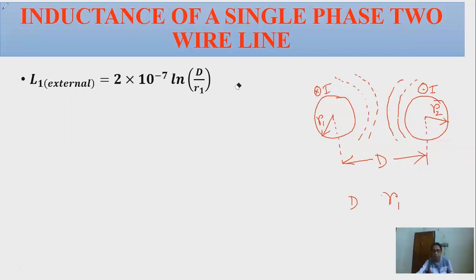There are actually two considerations. If we are considering the conductor 1, one is D minus R1, another one is D plus R1. What is happening? Let's see here. For D minus R1, this one is D, and this one is not D minus R1, it will actually be D minus R2 if we are considering conductor 2.